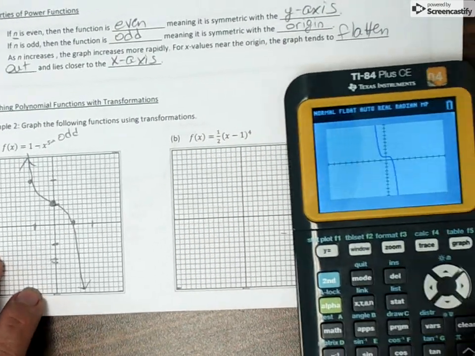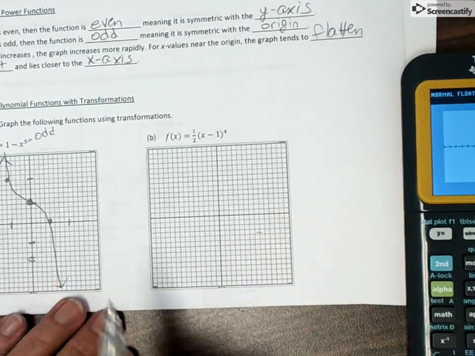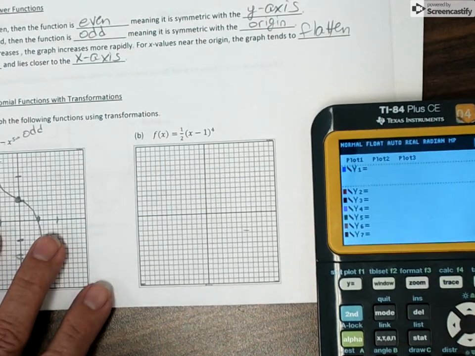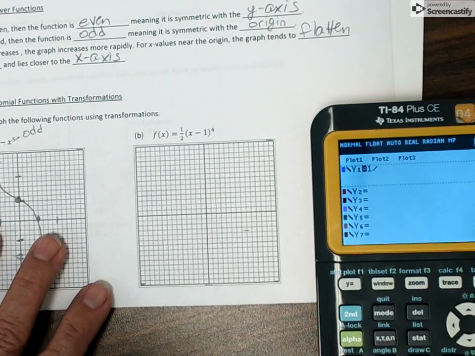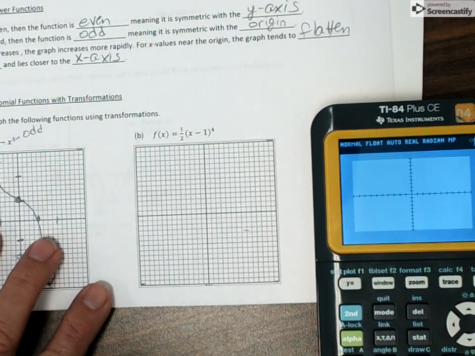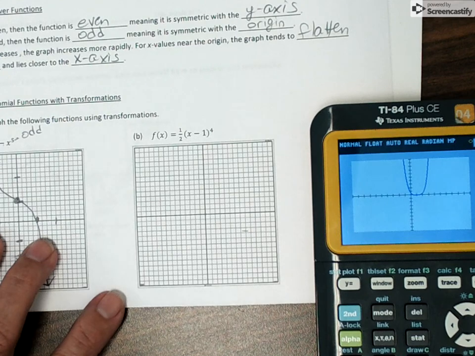Now let's take a look at, this is called a quartic because it's to the 4th power. Again, let's put this in the calculator, clear out that old one. So 1 divided by 2, parentheses, x minus 1, raised to the 4th power. And we'll take a look at our graph. And notice that the calculator is a bit slower when it graphs these. It's got to think about it.